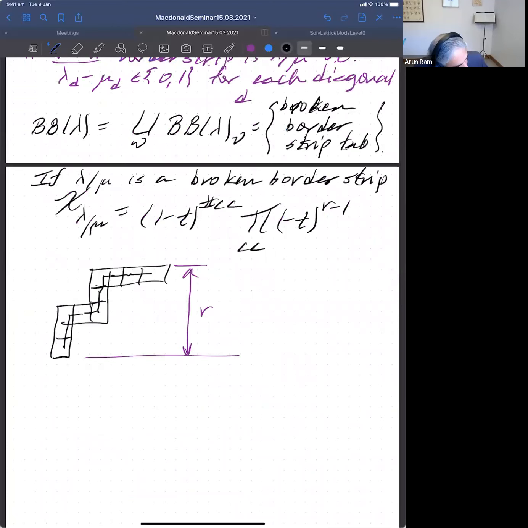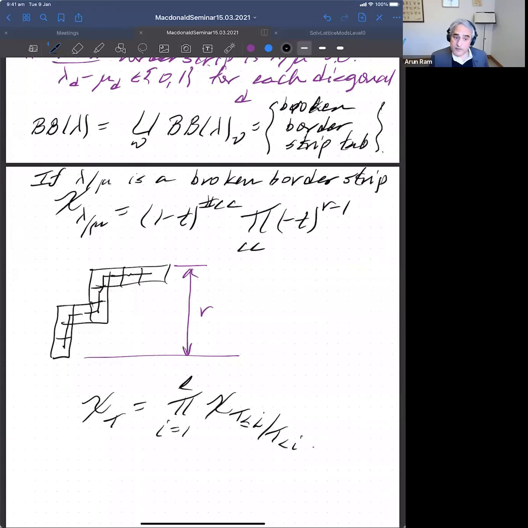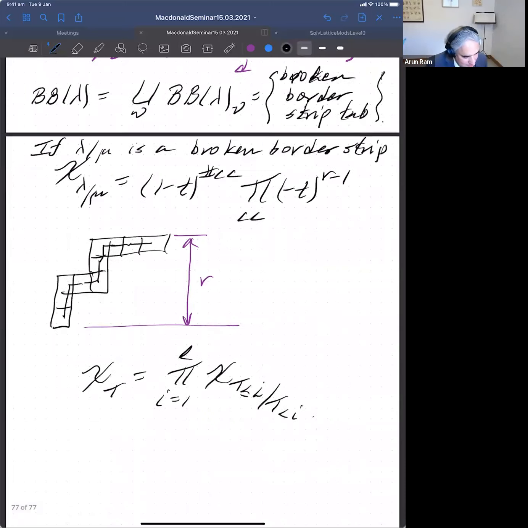Okay. And then for a tableau, just as before, I can take the product over all the successive strips of the weight of each broken border strip. Does it make sense? Somehow before we were doing horizontal strips, and then we were doing vertical strips, and now we're doing diagonal strips. Otherwise the theory is quite the same.